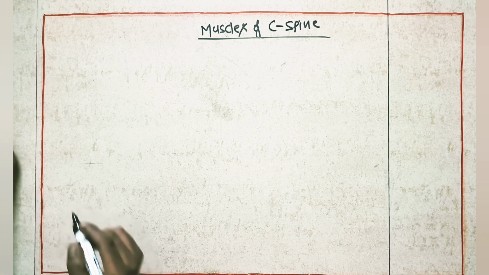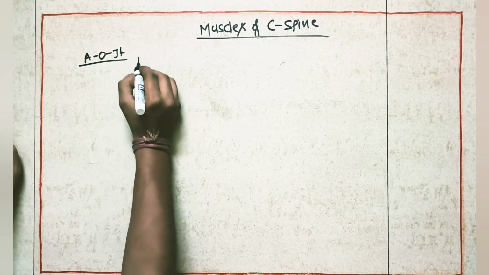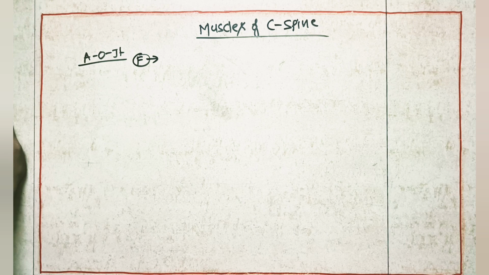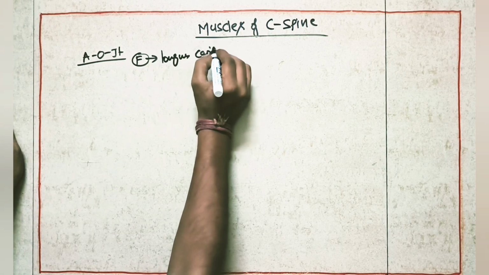Muscles of the cervical spine. First, here we'll see the atlantoaxial joint. In this atlantoaxial joint, first one, flexion of the cervical spine. Flexion of the cervical spine is produced by the longus capitis. Longus capitis muscle is going to produce the flexion.